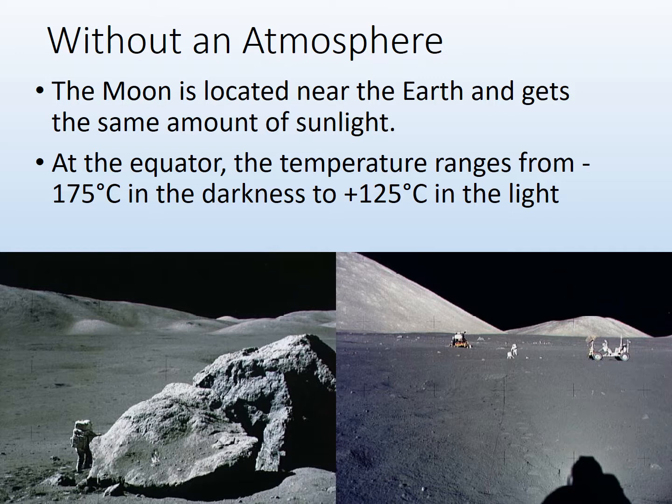That's why when astronauts were walking on the moon, they had to have spacesuits that had both heaters and air conditioners inside that could regulate those dramatic changes in temperature, avoiding the astronauts freezing and boiling.